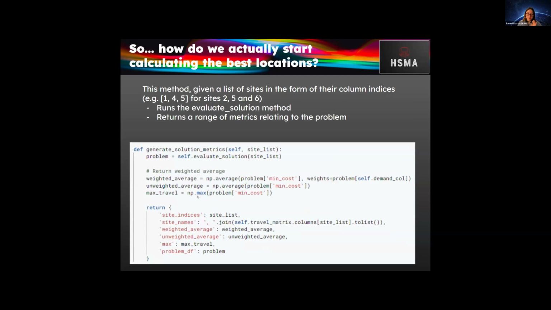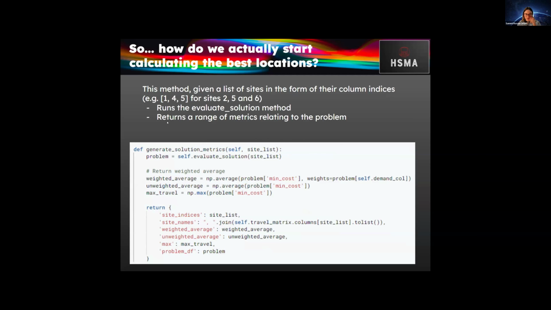Finally, this one here generates solution metrics. Again, we pass in a list of sites in the form of their column indices. So for example, indices 1, 4, 5 would refer to sites 2, 5, and 6. Remember, Python is counting from 0. You've always got to account for that jump.